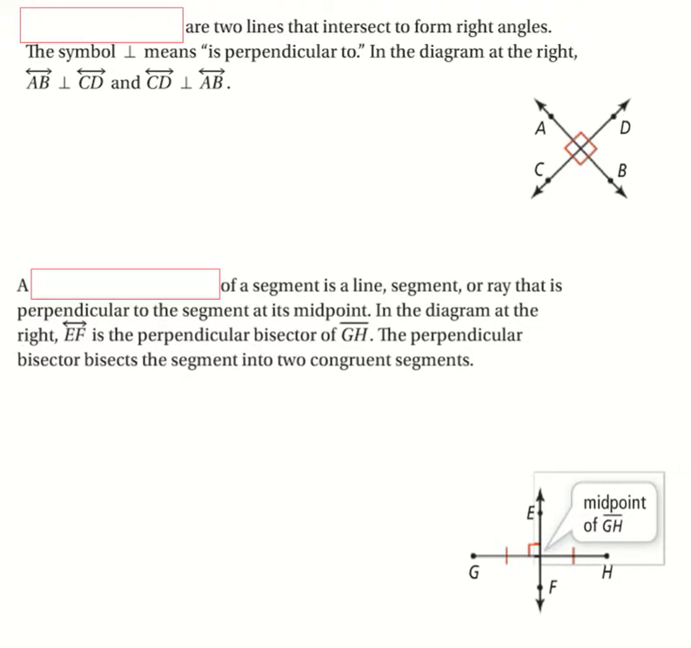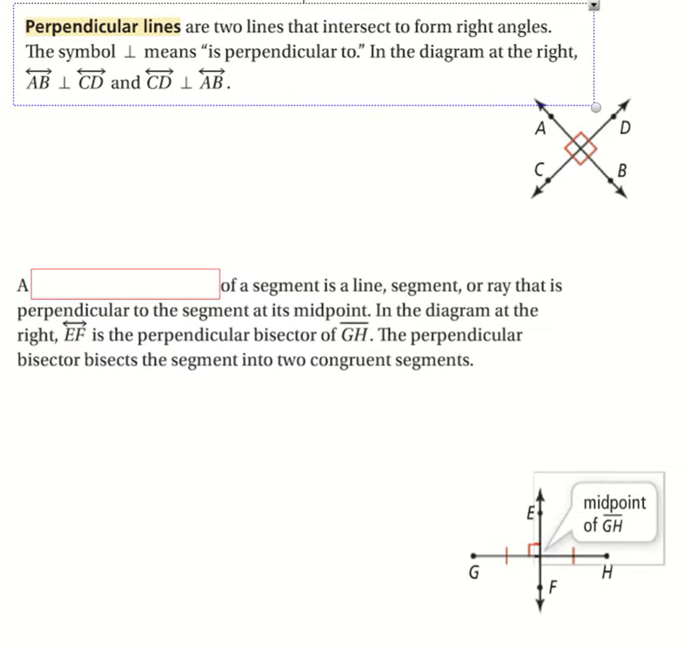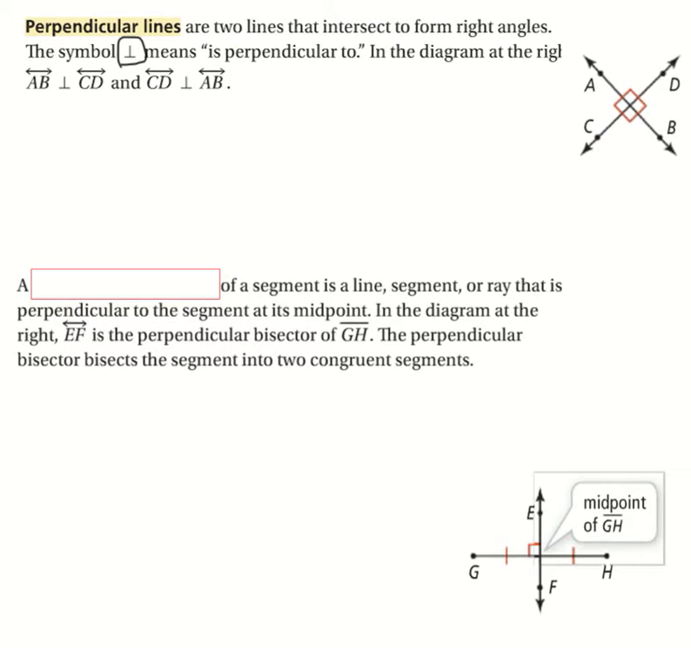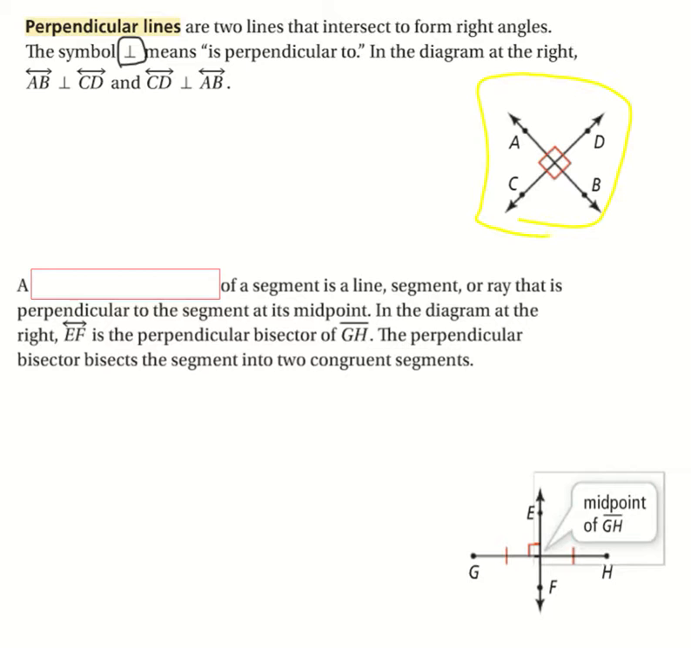Alright, and so here we've got some notes we need to take. Perpendicular lines are 2 lines that intersect to form right angles. And so perpendicular lines, basically they make a T, and we even notate that in math notation as a T. If you look at this diagram at the right, we have all these right angles going on over here. Since all 4 of these angles are right angles, we can say that AB and CD are perpendicular, and we can say that CD is perpendicular to AB.